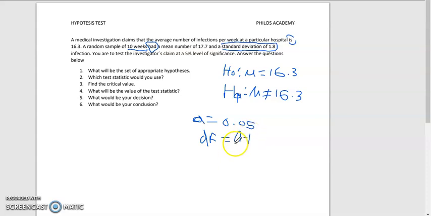Now what is our n? Our n is the sample size, which is 10. So 10 minus 1 gives you 9. So our df is 9. After getting the df, then you go, what is your alpha? Your alpha is 0.05. Then you go to the t table.